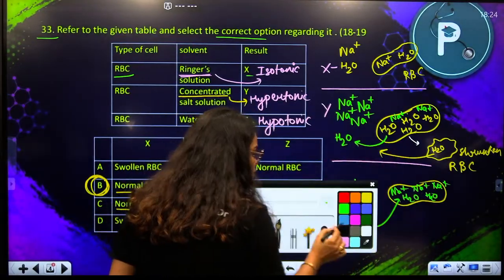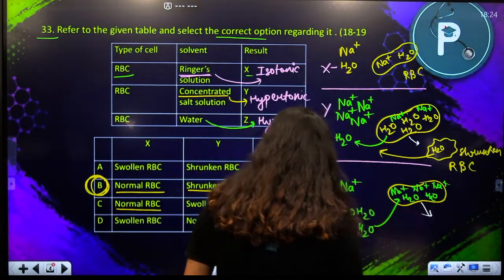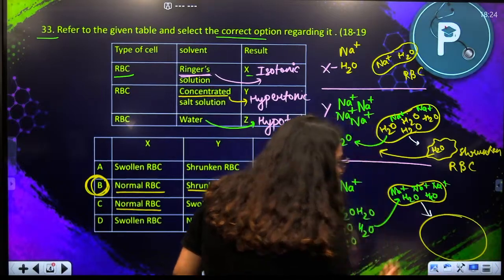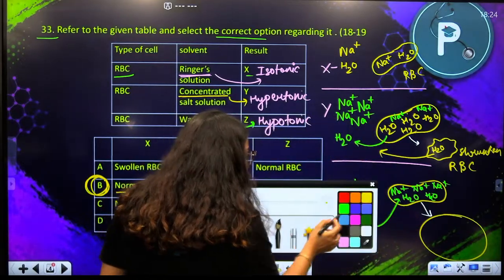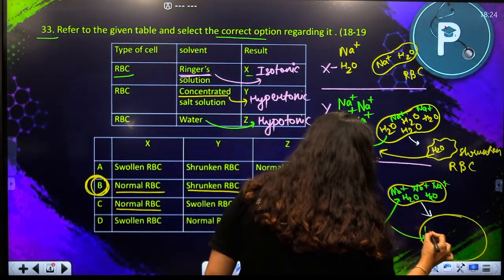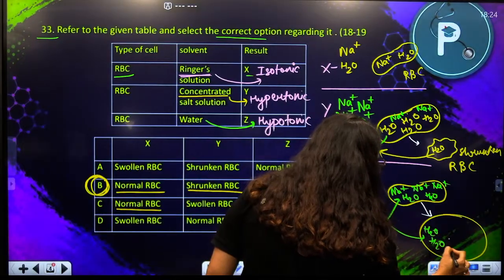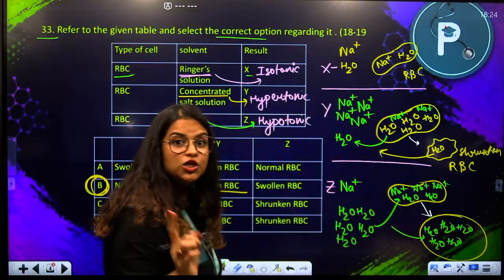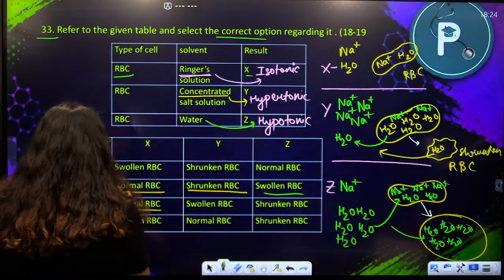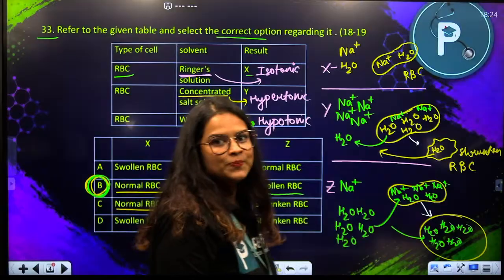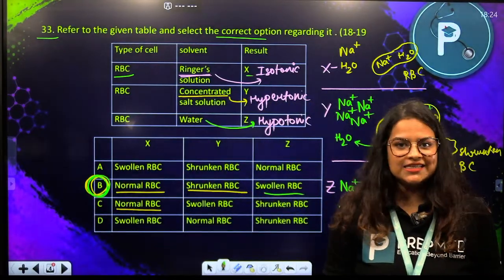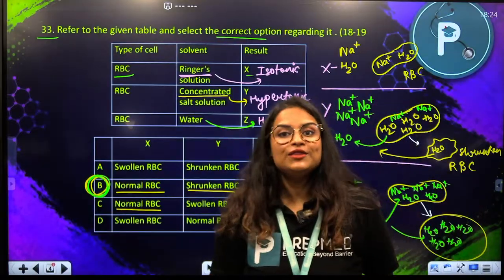As a result, we are going to see that the RBC has swollen up because it is now taking in more and more H2O. So the H2O amount would increase in the RBC and you would get a swollen one. So B is going to be the right answer. I hope you understood this. I hope this is easier for you to understand. Right? Now come on, solve with me.